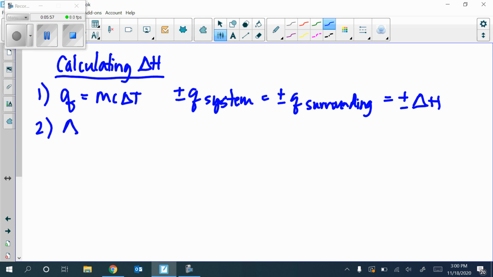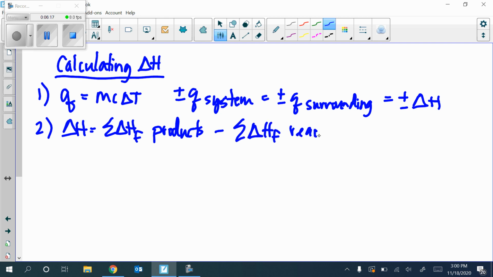And then let's say you're not given any of that. You're given the heat of formation of substances. Then we know that we can calculate the enthalpy by taking the summation of the enthalpy of formation of our products minus the summation of the enthalpy of formation of our reactants. And keep in mind that if they are elements in their natural state, the way that they are on a periodic chart, there is no heat of formation, and that is going to be 0.